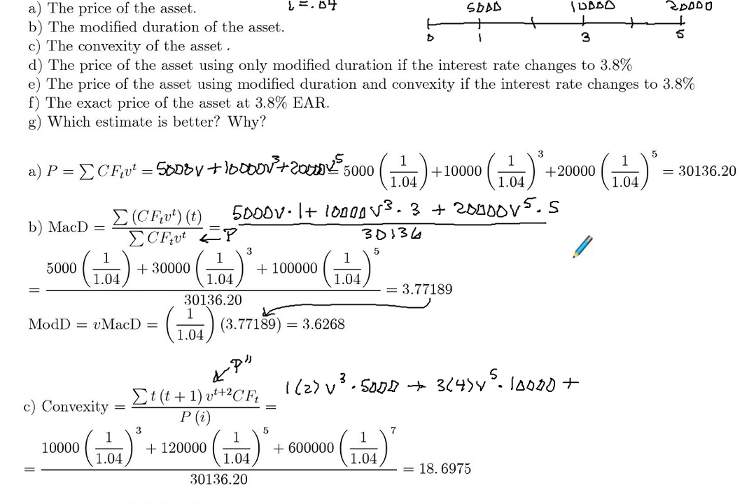And then the next cash flow occurs here at time 5. So that last term is going to be 5 times 6 times v to the 7th. And then times the 20,000. And then we are dividing that all by our price, which again we figured up here, 3,136.20.